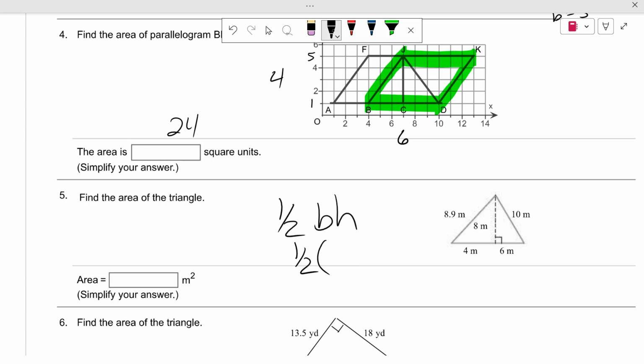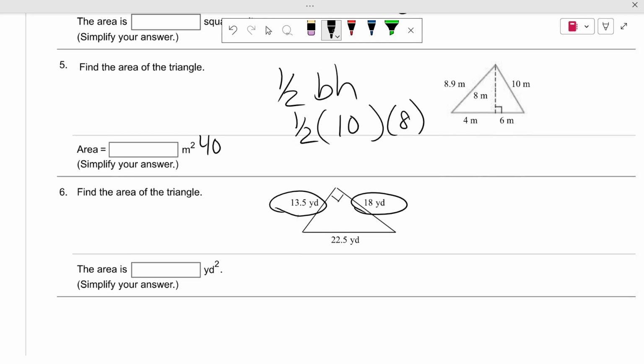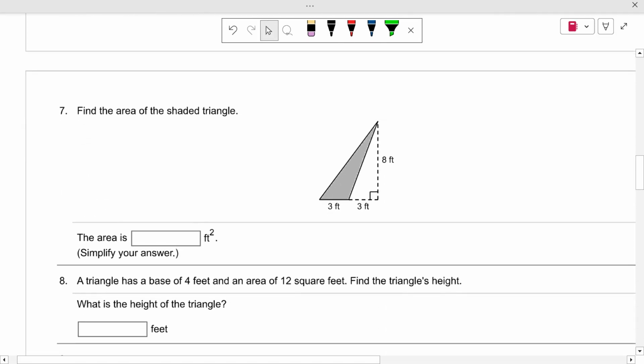1/2. What's my base? 10. My height is 8. So that's 40. Okay, here, the sides that are perpendicular to each other are the base and height. So height doesn't always have to be up and down. So you take 1/2 times 13.5 times 18, and whatever that is. Use your calculator. Okay, the shaded triangle, its base is right here, its height is over here.